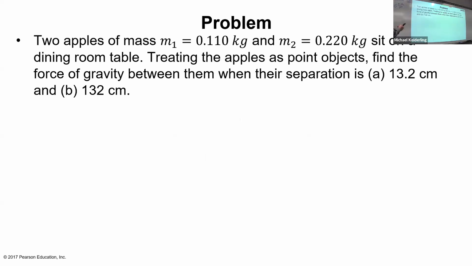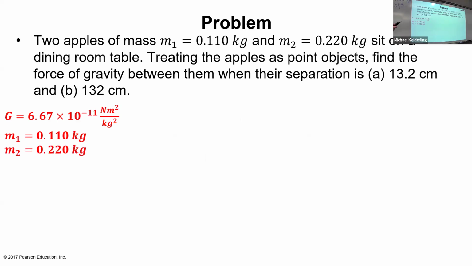So if you have two apples of mass 0.11 kilograms and 0.22 kilograms sitting on a dining room table, and you want to figure out the force of gravity between them when their separation is 13.2 centimeters or 132 centimeters. G is 6.67 times 10 to the minus 11 newton meters squared per kilogram squared. Mass 1 is 0.11 kilograms. Mass 2 is 0.22 kilograms. Our initial radius is 0.132 meters. Our second radius is 1.32 meters. We're looking for the force.